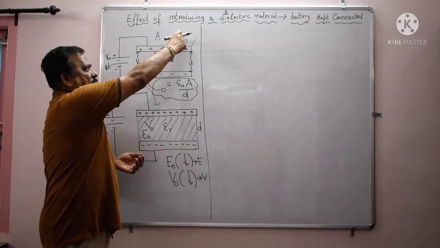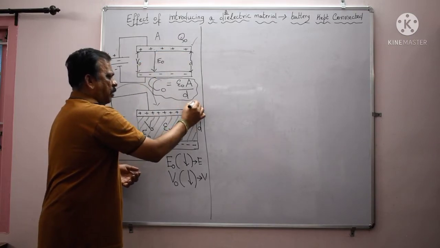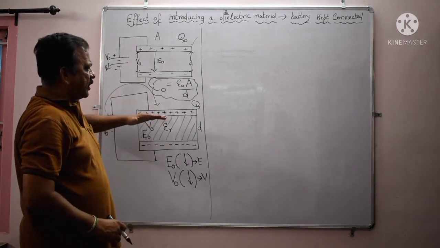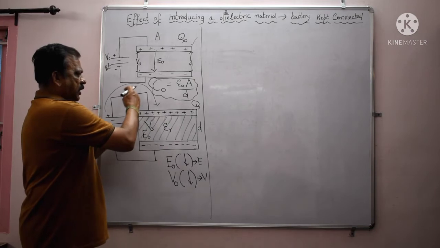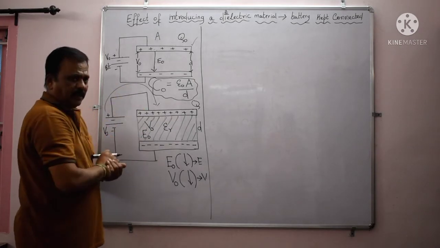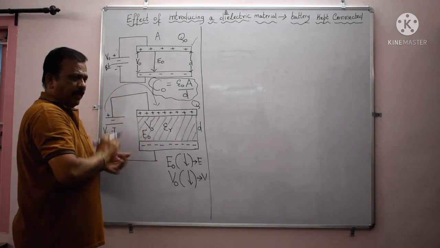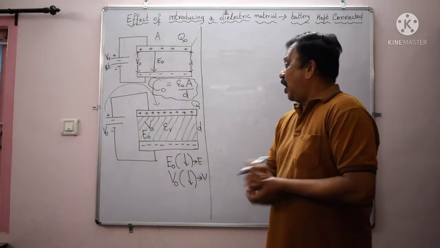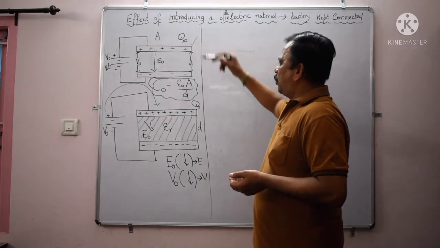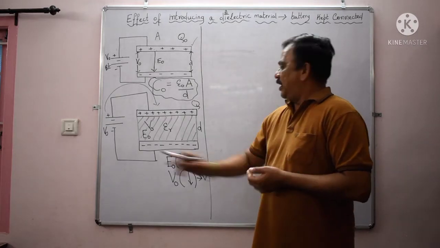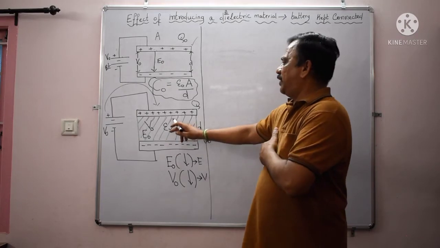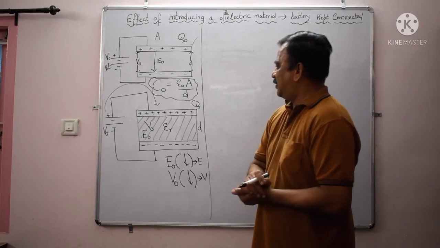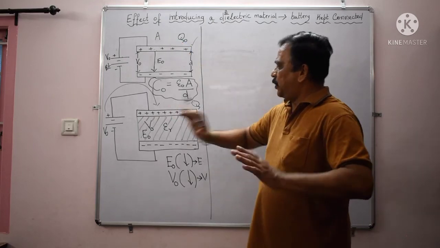So the charge stored by the capacitor will change from Q0 to say Q. Whenever a dielectric material is introduced between the two plates of a parallel plate capacitor, keeping the battery connected to the capacitor, the electric field will remain the same E0. Potential difference between the two plates will remain the same V0. The charge on the capacitor will increase from Q0 to Q. And epsilon r, as before, is the dielectric constant of the dielectric material, d is the thickness of the dielectric slab or distance between the two plates, and A is the area of the two plates.